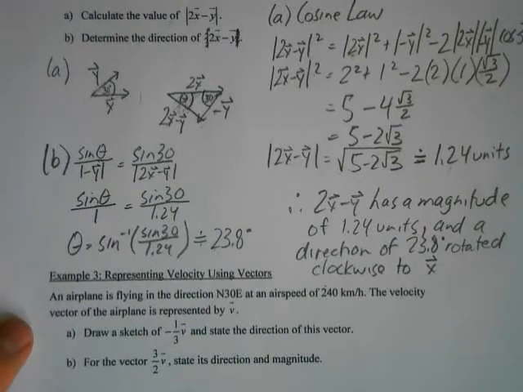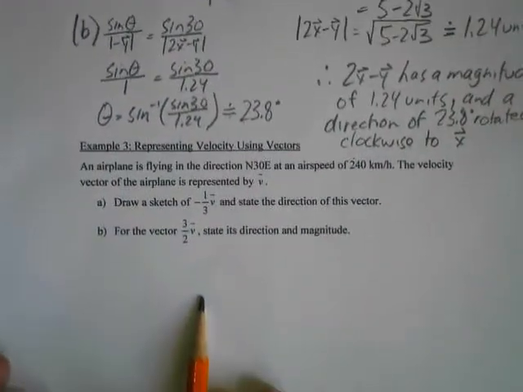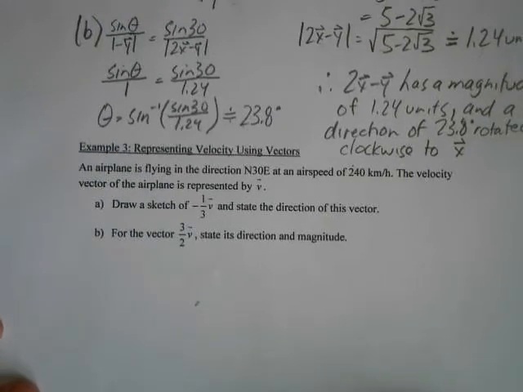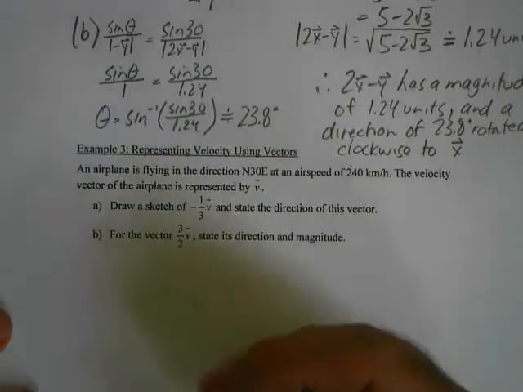Okay, so hopefully that makes sense now that you know how to maybe combine multiplication and adding or subtracting of vectors to come up with resultant vectors. Okay, so let's try this question here. Example 3 says the airplane is flying in the direction north 30 east at an airspeed of 240 kilometers per hour. The velocity vector of the airplane is represented by v. Draw a sketch of negative 1/3 v and state the direction of this vector.